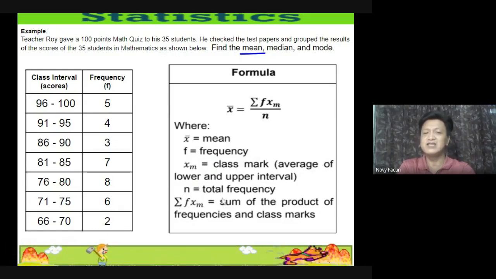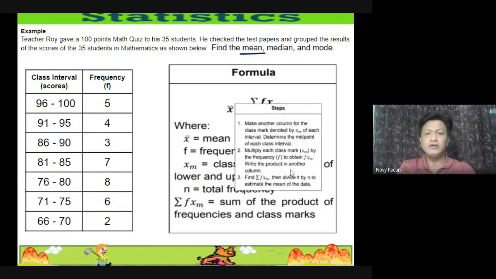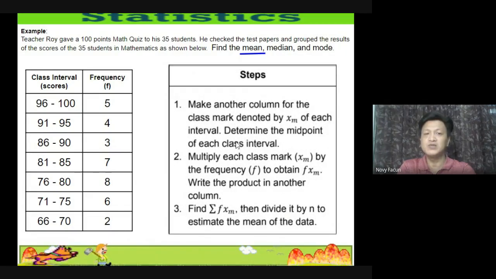Yung n naman, this is the total frequency. Yung sigma, take note of this, sigma meaning total or i-add natin yung product ng frequency tsaka yung class mark, yung fxm. So, sum of the product of the frequencies and the class mark. So with that, we have the steps para masundan natin step by step. First, make another column for the class mark denoted by xm, of each interval. Determine the midpoint of each class interval. Dito tayo gagawa ng another column.